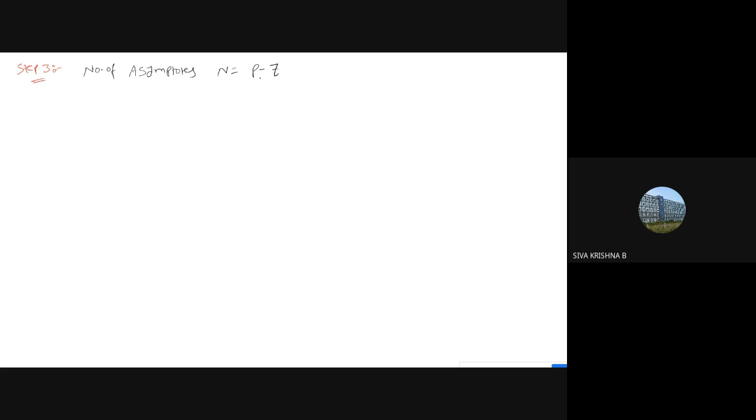Number of asymptotes n equals p minus z. So how many poles and zeros are there? Poles, how many? Zeros, how many? The poles total count is 3, and there are no zeros, so z is 0. That is n equals 3. Now we will find the angle of asymptotes.